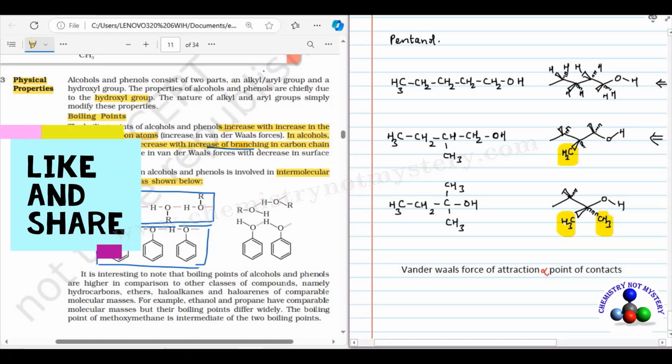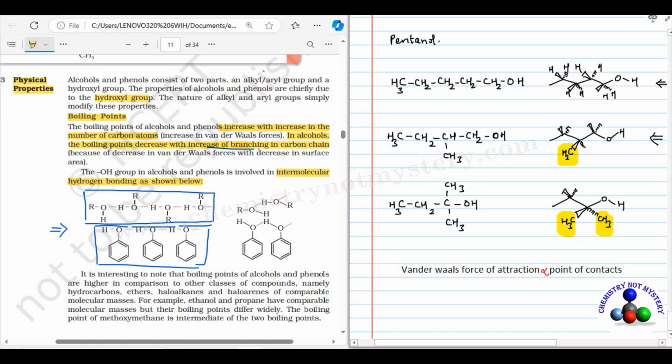In the case of the first isomer, there are more points of contact. So there will be more force of attraction. And in the case of the second isomer, there will be fewer points of contact as compared to the first isomer. So there will be less van der Waals force of attraction. While in the case of the third isomer, due to the presence of more branches, there will be fewer points of contact. So that's why in the case of the third isomer, the van der Waals force of attraction will be least, while it will be more in the case of the first isomer.